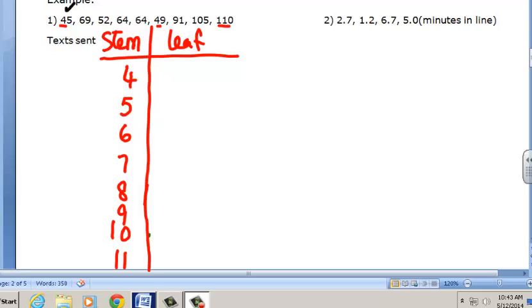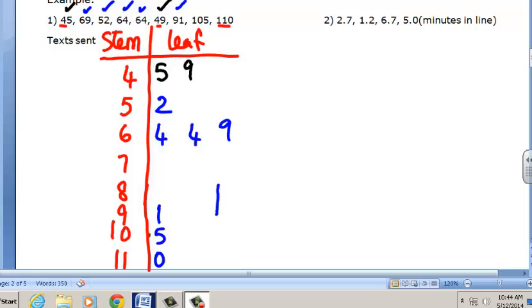So I have a 45 and a 49. So 45 comes first, then 9. Then I have 52, so I put the 2. I have a 64, 64, and 69. So I have a 4, 4, 9. I don't have anything in the 70, so I'm going to leave the 70. I'm going to leave the 80 alone. Then I have a 91, so I'll place the 1 right next there. I have a 105 and then a 110.